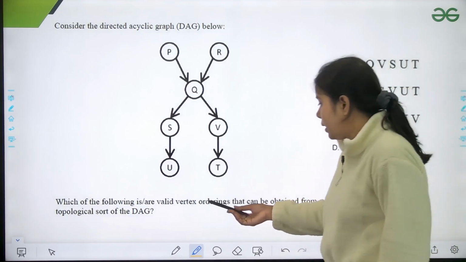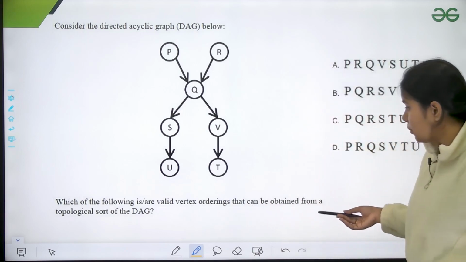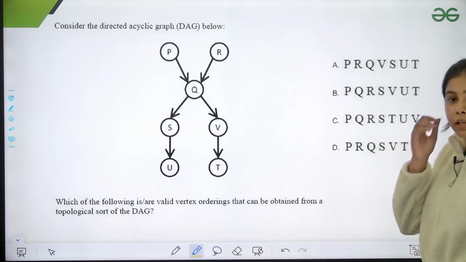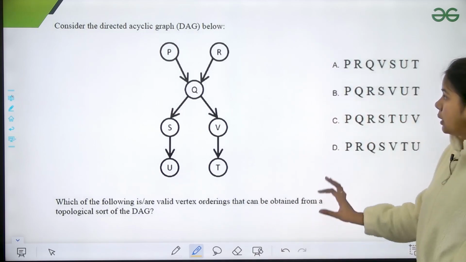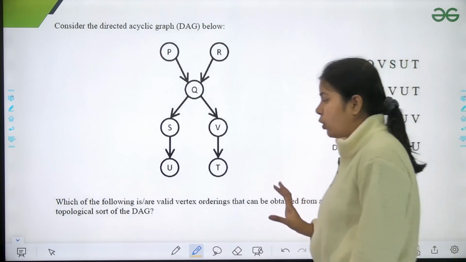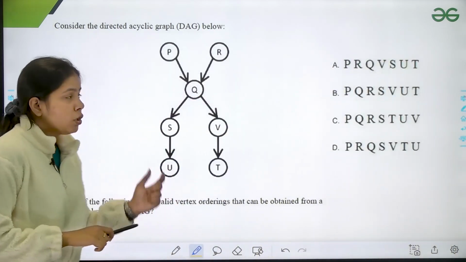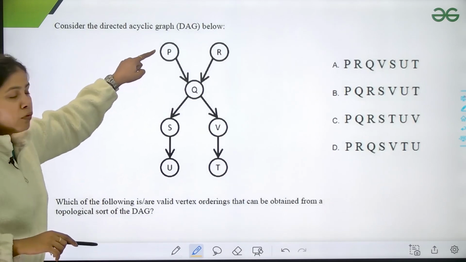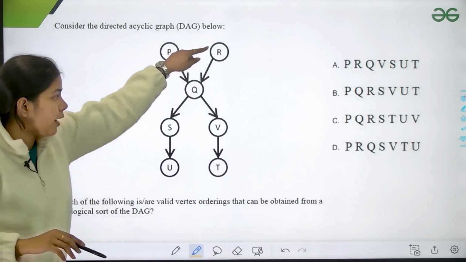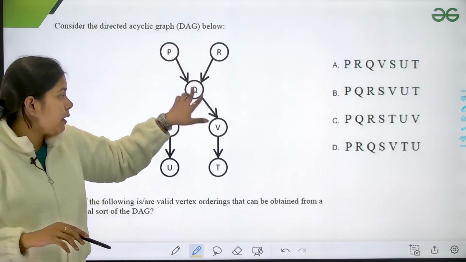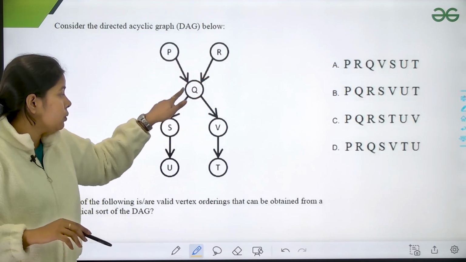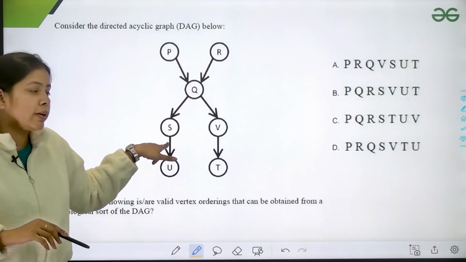Which of the following are valid vertex orderings that can be obtained from a topological sort of the DAG? So we have to take a topological sort, right? We have to sort topologically. So first of all, I'll move from P. Then for Q, I have to move to R as well, right? Then I'll move to Q. So P, R, Q. Now I have two options. I can move either to S or V.